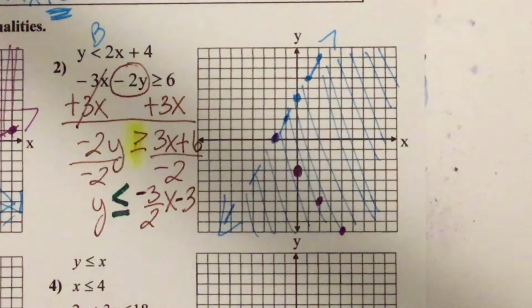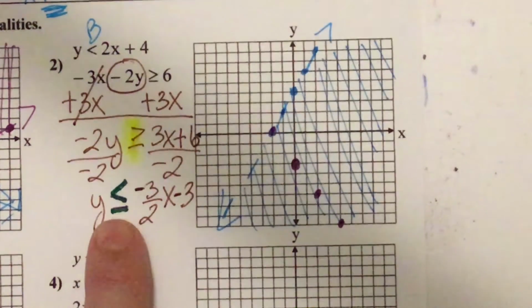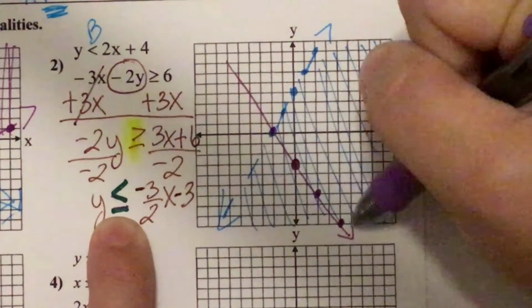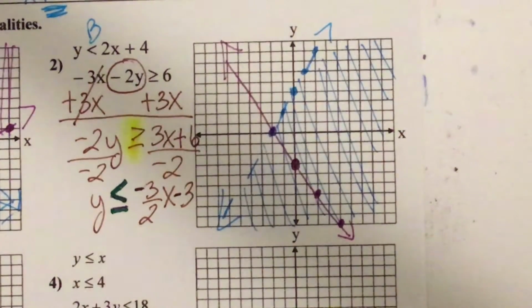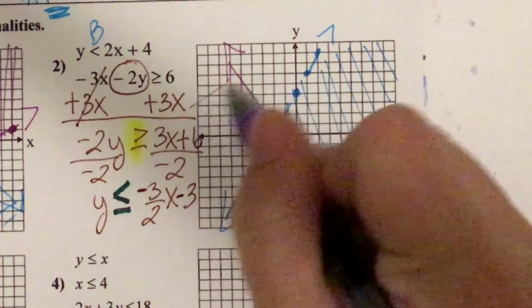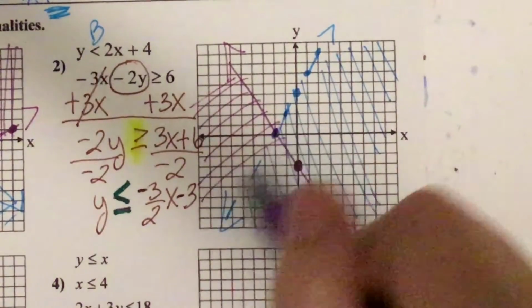Okay, solid or dashed? Solid. If there's an equal, it's a solid line. And do I shade above or below? Below. Less than is below. So I'm going to shade everything below that line.